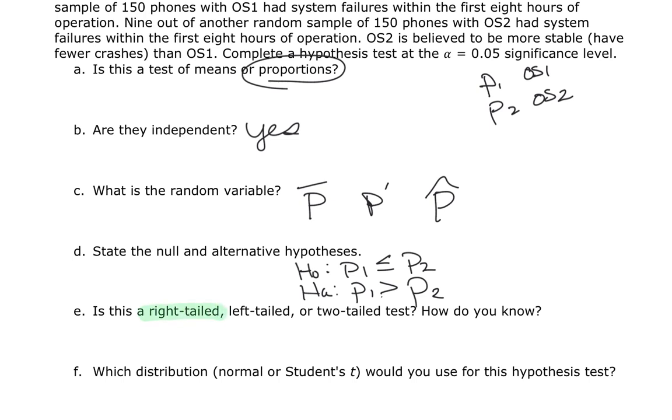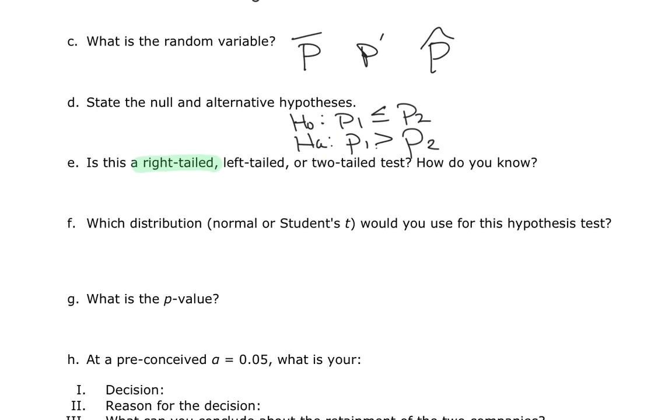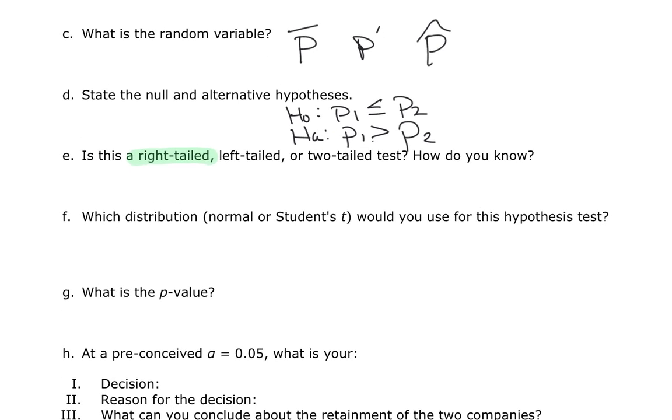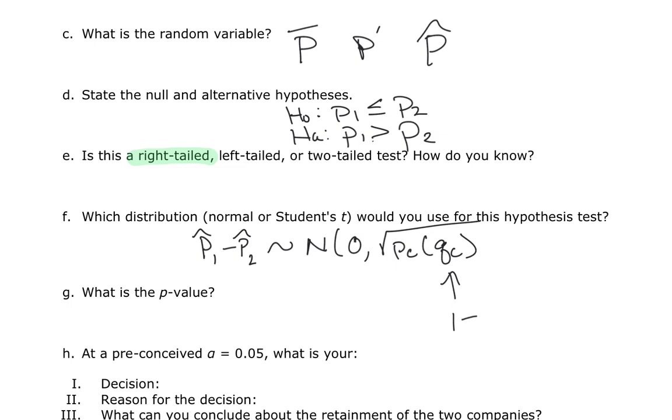What kind of distribution is this? Let me go ahead and scroll up a little bit. We know that this distribution, where I have P1 minus P2 (you can use hats or primes), is approximately a normal distribution. This will always be 0 right here, like we talked about before. And then here we're going to have the square root of P sub C multiplied by Q sub C, where Q sub C is 1 minus P sub C. And then, of course, this is multiplied by the square root of 1 over the sample size of 1 plus 1 over the sample size of 2.